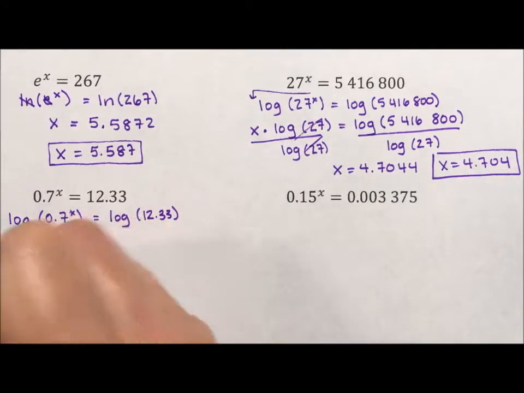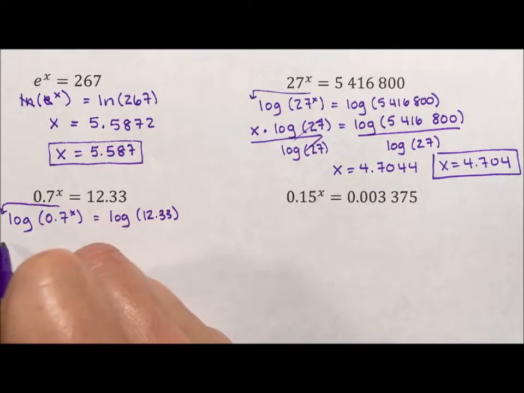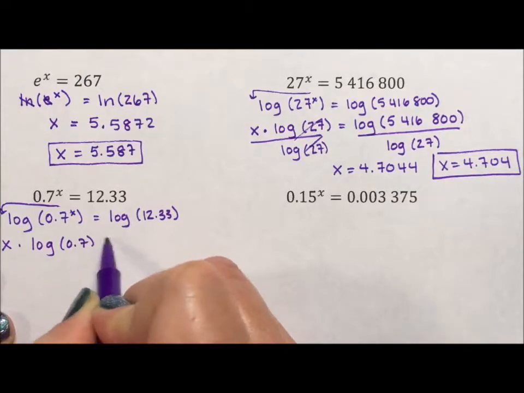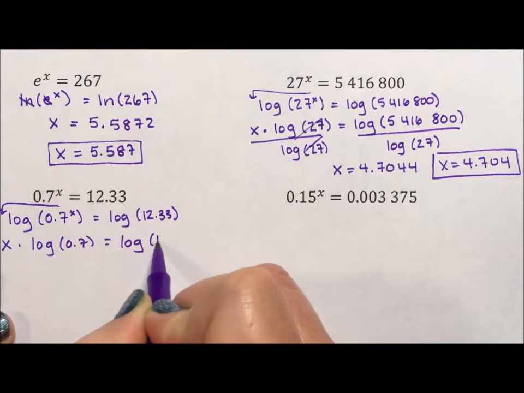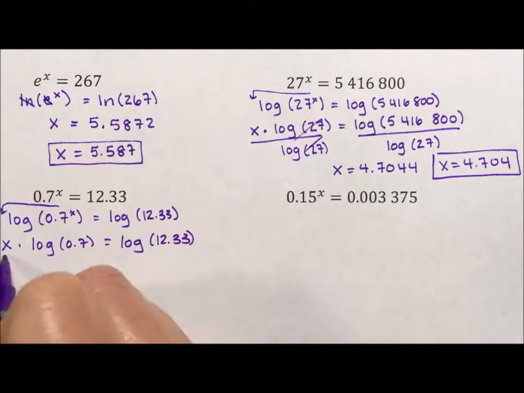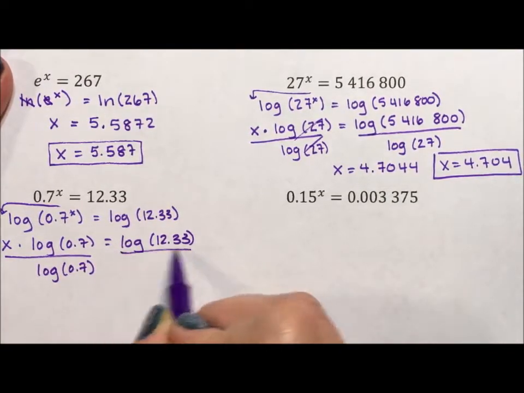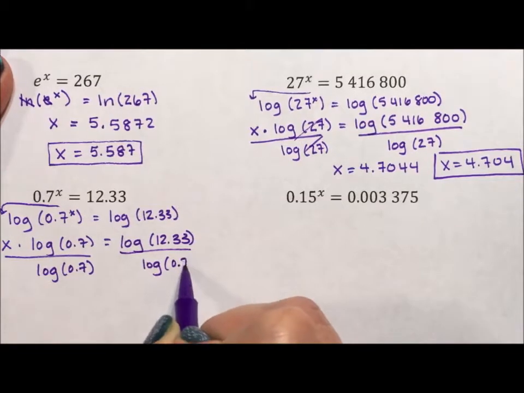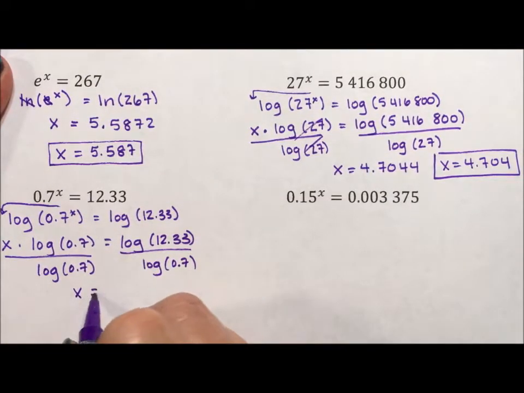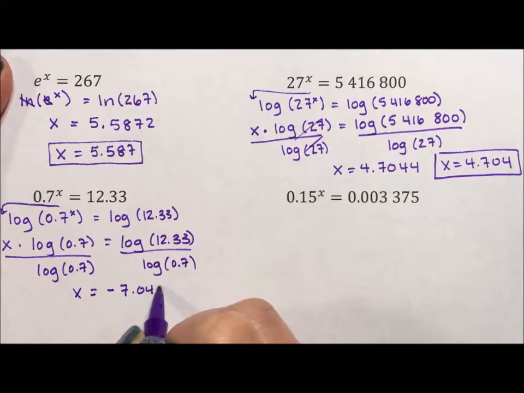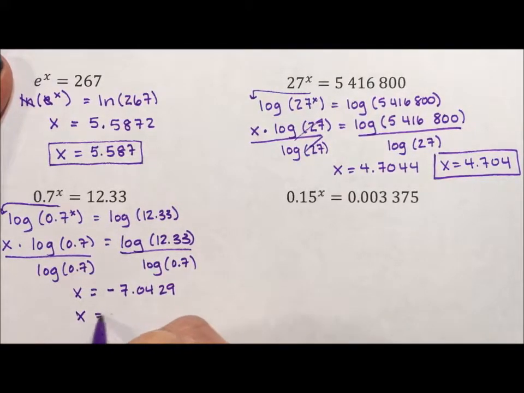The power rule says that the x can travel out front as a multiplier. X times log of 0.7 equals log of 12.33. And then we can divide by log of 0.7. And I get that x is equal to negative 7.0429, which rounds to negative 7.043 because 9 is greater than 5.